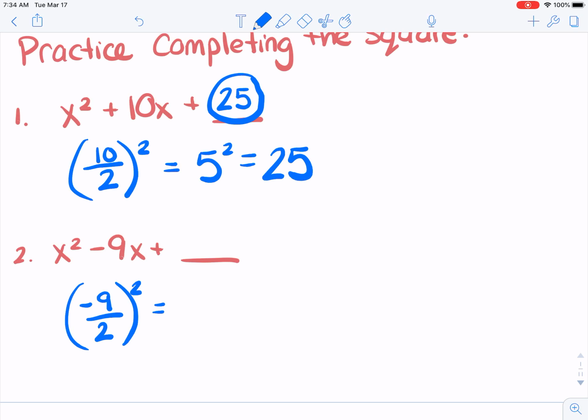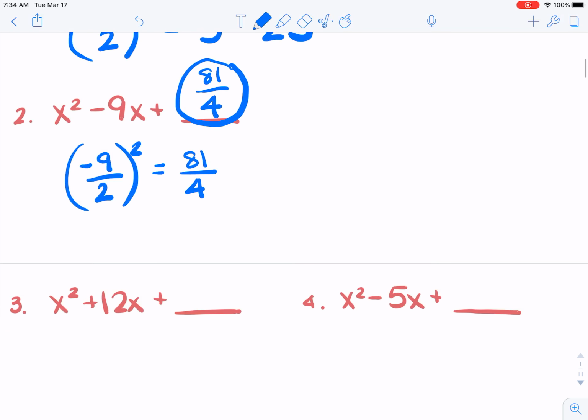So in this problem, this would give me positive 81 over 4. Now, we can leave it as 81 over 4. That's what we're actually going to want to do. We don't want to make decimals when we're completing the square. So keep it as a fraction. If it could be reduced, then of course you're going to reduce it. But in this case, 81 over 4 does not reduce.